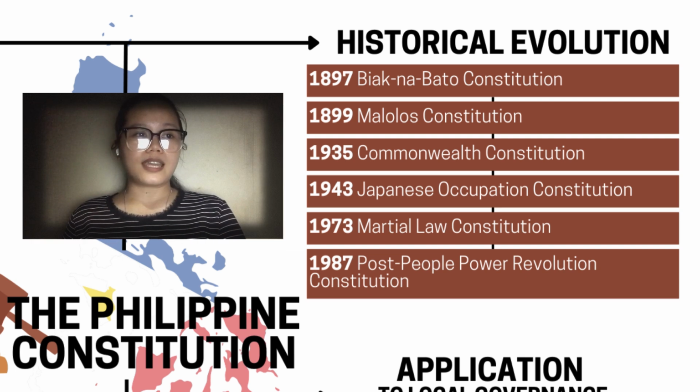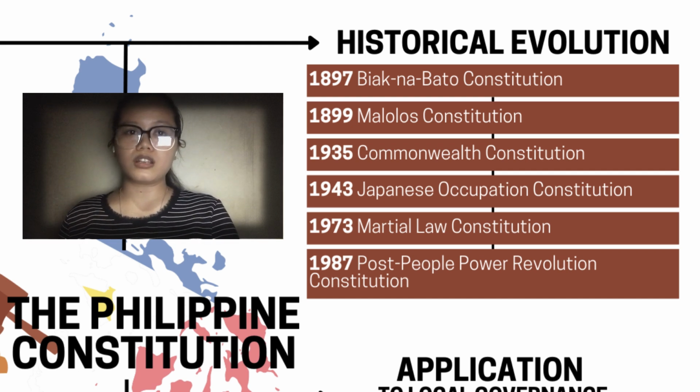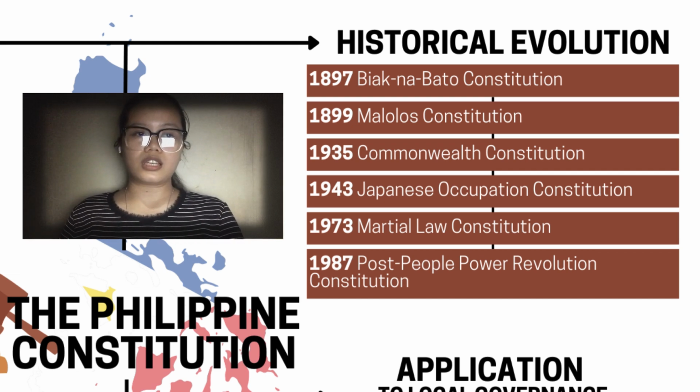The first one is the 1897 Constitution, Biak na Bato. The Biak na Bato Constitution provided for the establishment of a Supreme Council that would serve as the highest governing body of the Republic. It also outlined certain basic human rights such as freedom of religion, freedom of the press, and the right to education.